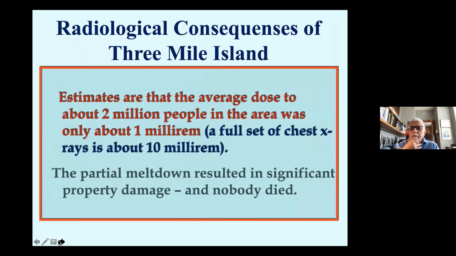At 3 Mile Island, the bottom line is there was a partial meltdown. About 2 million people in the area received about 1 millirem. And as it says, a chest X-ray is around 10 millirems. So the exposure to people was minimal. And so the bottom line on this is the partial meltdown resulted in significant property damage, but nobody died.